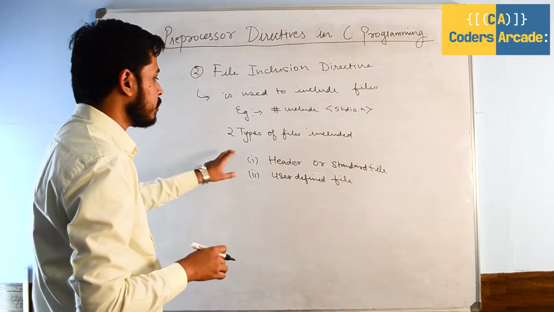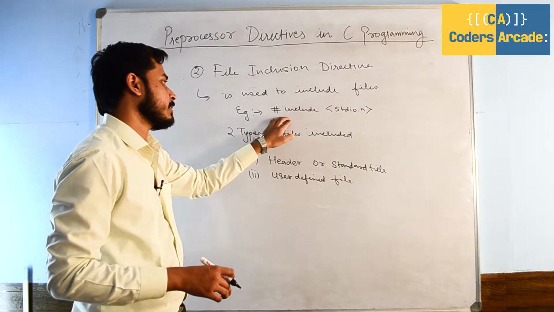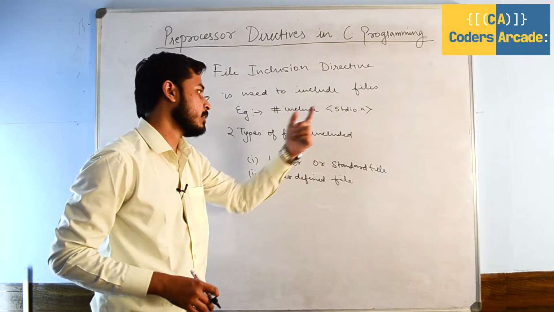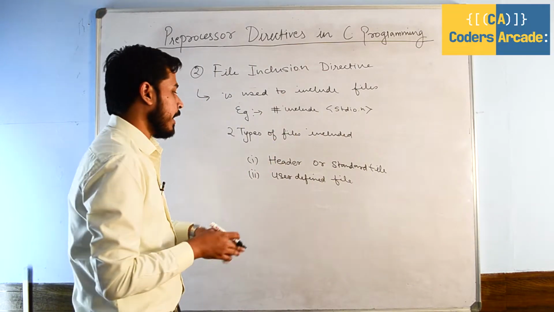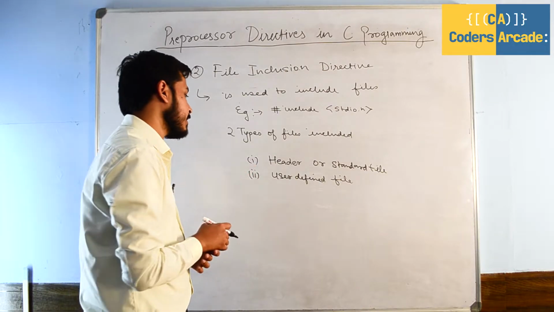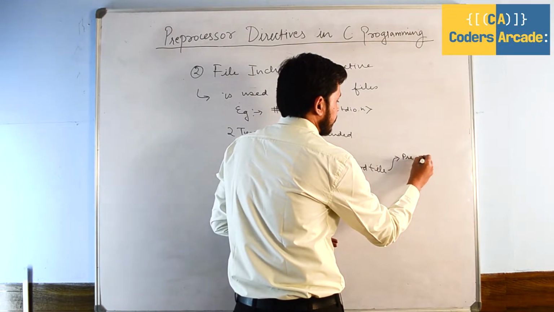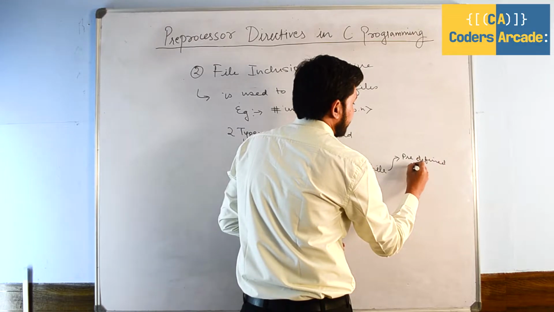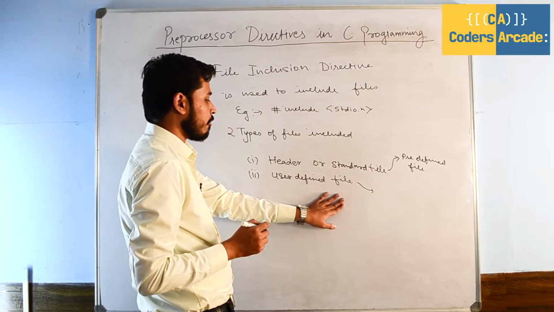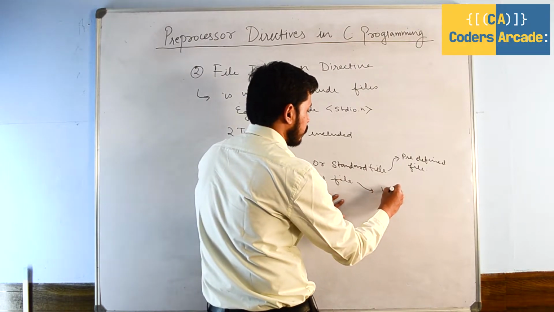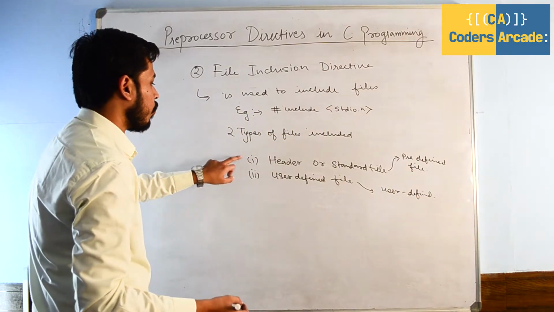So let us discuss these two again. This directive is used to include the files. For example, #include, we are including this stdio.h. Now there are two types of files that can be included, and the first one is the header or the standard file. These are the predefined files. What do we mean by predefined files? I'll tell you. The second one is the user defined file. User defined means it is defined by the user.